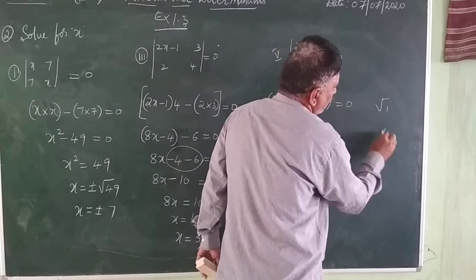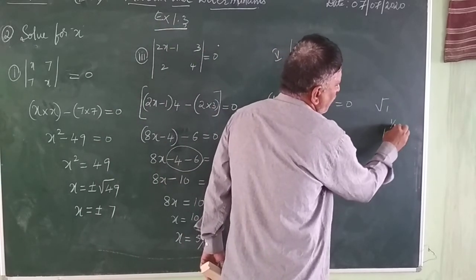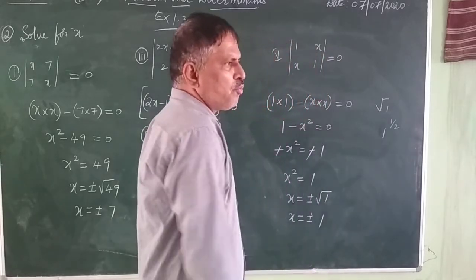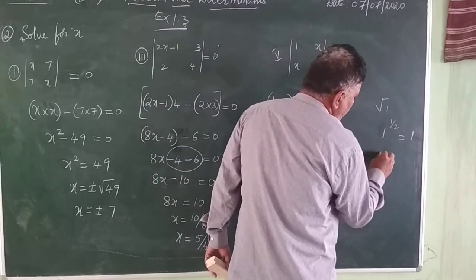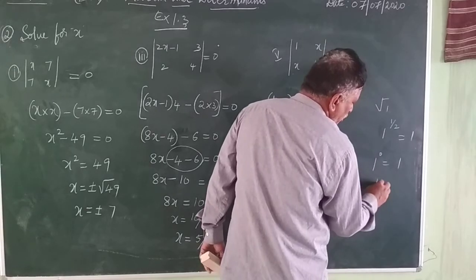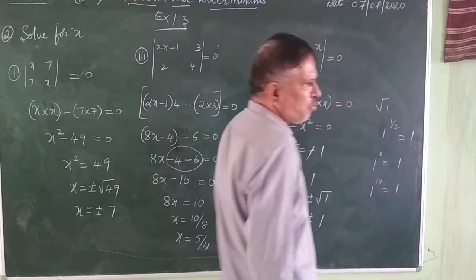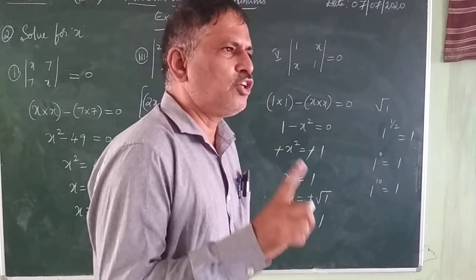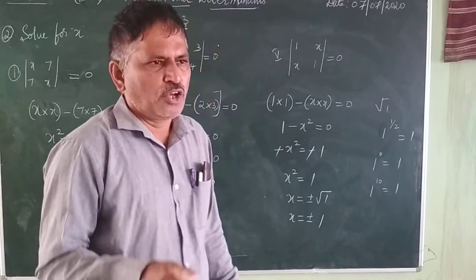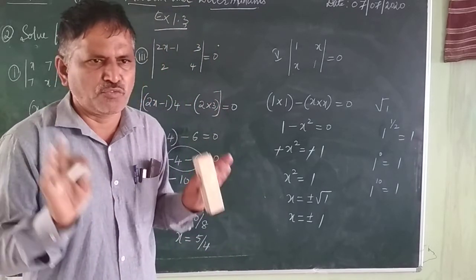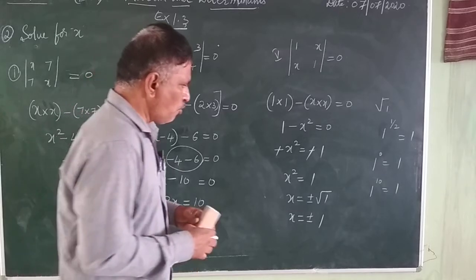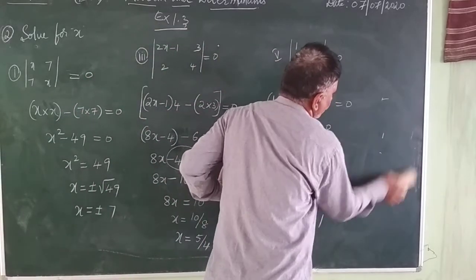Root is nothing but the power half. Okay, 1 to the power of half is 1 only. 1 to the power of 0 is 1 only. 1 to the power of 10 is equal to 1 only. Remember, 1 to the power of any real number will be 1 itself only. Yes, please copy down this one.